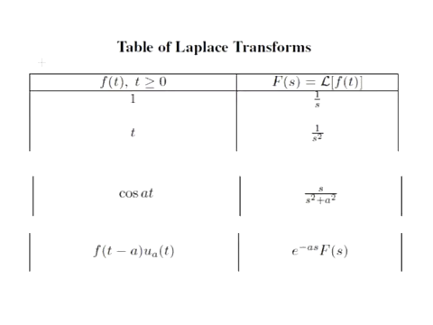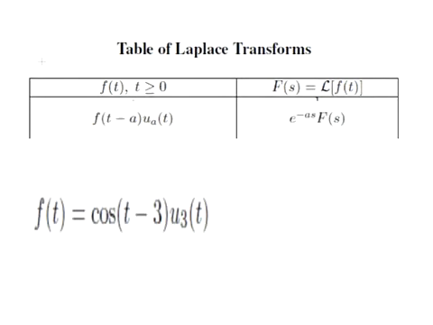To go about this, we're going to use the table of Laplace transforms. Now, I have an edited down version of it here, so all we see are two of the appropriate entries that we're going to use for this particular problem. The second of those entries that we are going to look at is the shifting theorem. So this is one of the two shifting theorems that is used in Laplacian analysis. So we have cos of t minus 3, u of 3t.